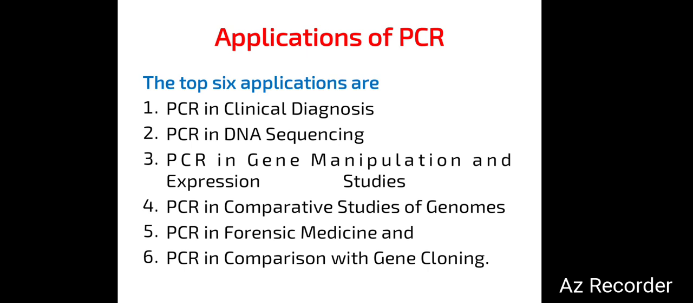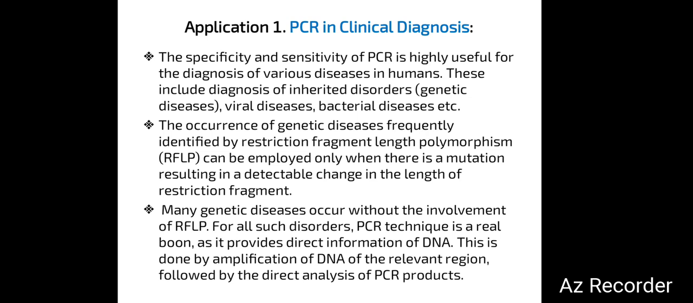First one, clinical diagnosis. The specificity and sensitivity of PCR is highly useful for the diagnosis of various diseases in humans. This includes diagnosis of inherited disorders. It's also called genetic diseases, viral diseases, bacterial diseases, etc. The occurrence of genetic diseases frequently identified by restriction fragment length polymorphism can be employed only when there is a mutation resulting in a detectable change in the length of the restriction fragment.